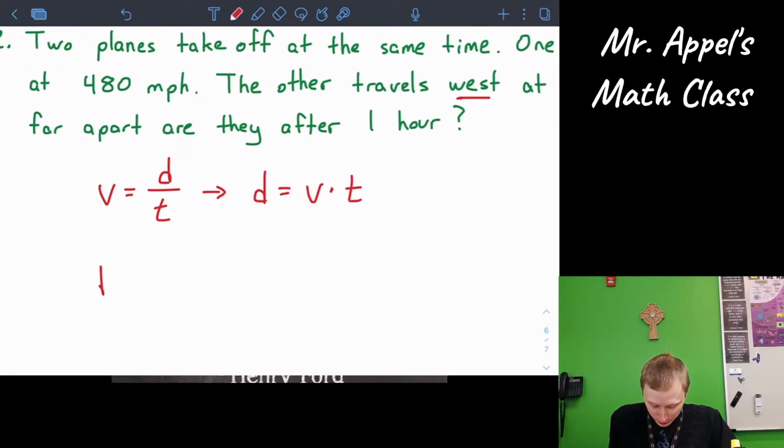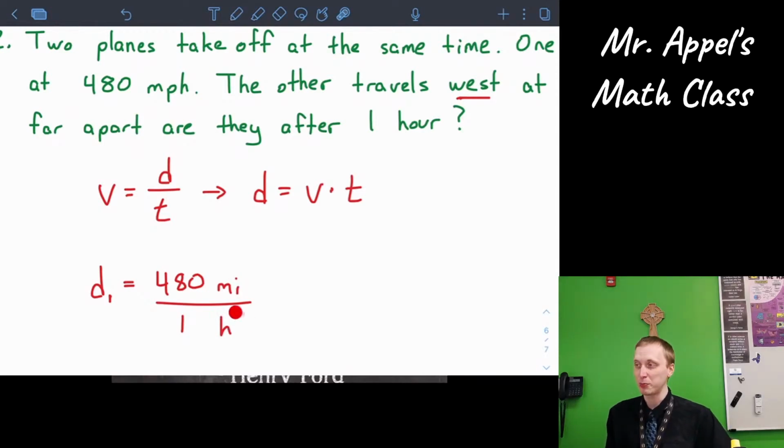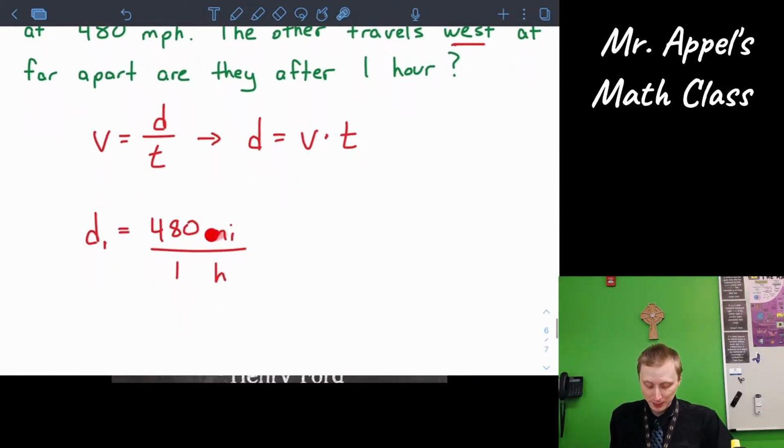Let's call the first plane distance 1. And that will be its velocity of 480 miles per hour. Actually, since I'm going ahead and multiplying the units, let's do this properly. Miles over 1 hour, right? That's what MPH really represents. A ratio of how many miles in 1 hour. And multiply that by the time, which is also 1 hour.